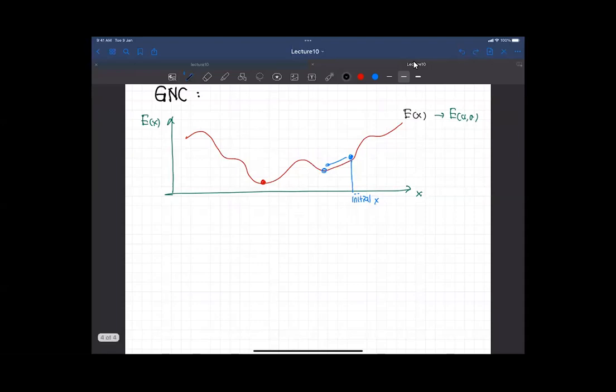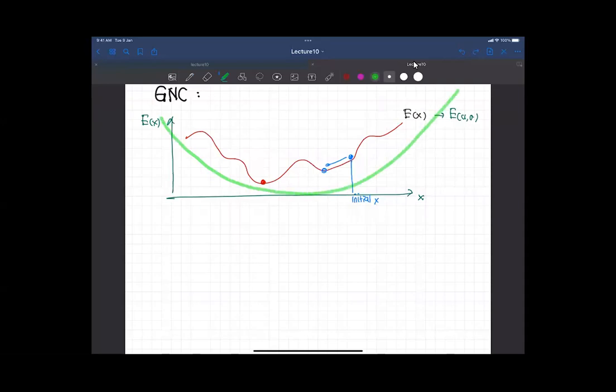Okay, so what is the basic idea of GNC? The basic idea is actually quite smart in a way. So basically, what you need to do is to have an approximate function first. So you approximate this function using a Green function. For example, this Green function here. This Green function is convex. This Green function is a convex function approximating the real function that you have, which is in this case, e of x. And we know that the correct global minimum is here. This is the correct answer.